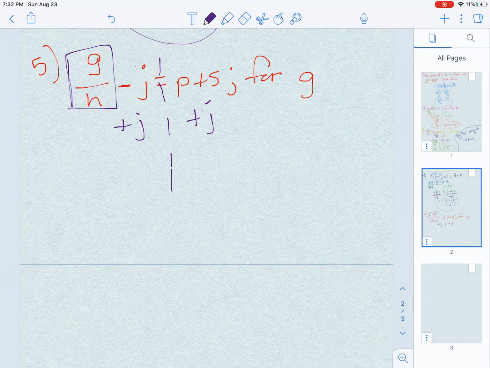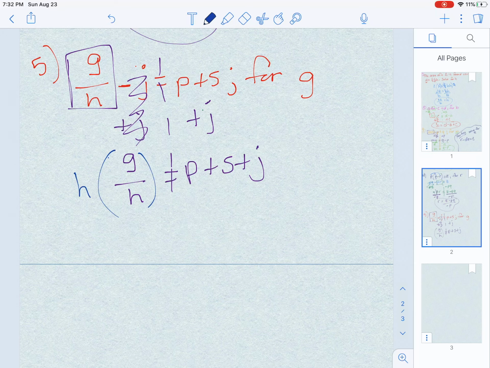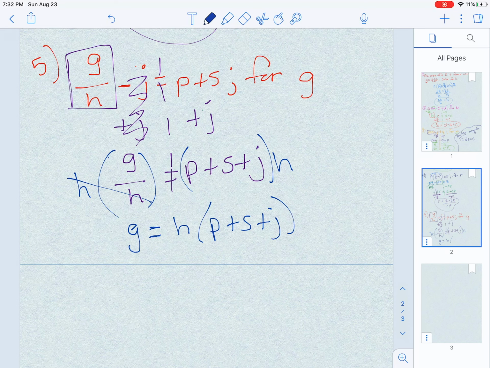So anything we do to one side, we do to the other. That gets rid of this j on the left. We're left with g over h equals p plus s plus j. Remember, all the variables are still there, and they don't disappear. All right, so g over h, that would be g divided by h. Opposite of division is what? Multiplication. We're going to multiply this whole other side by h. This is gone. And we have g equals h times p plus s plus j.